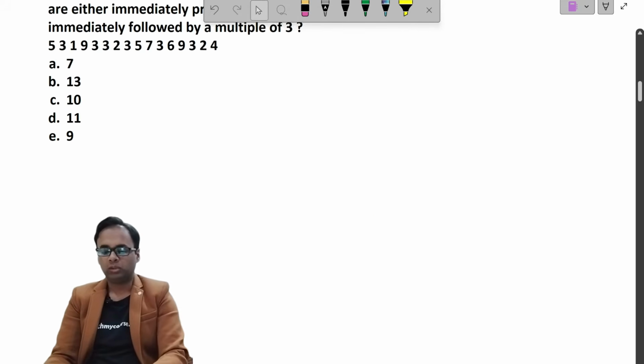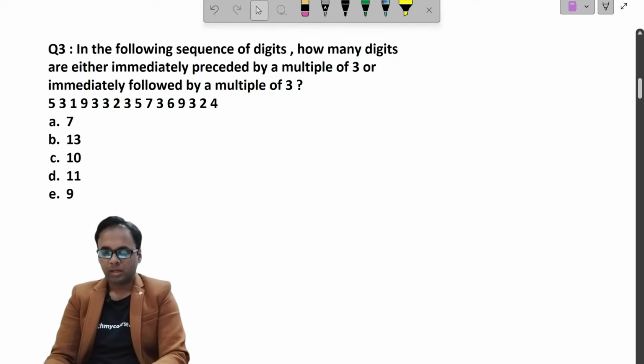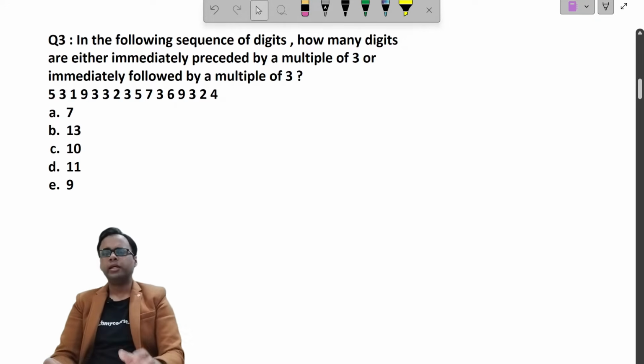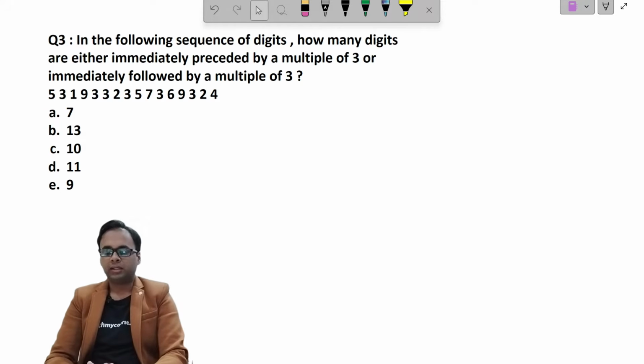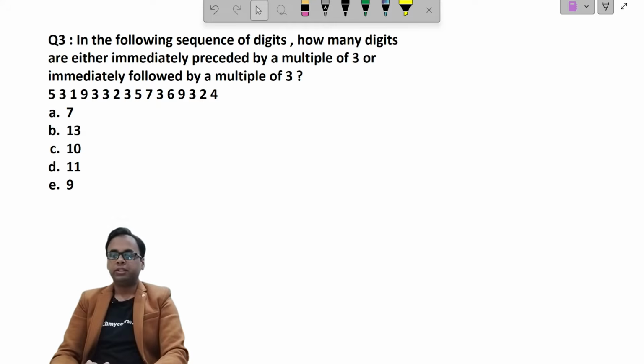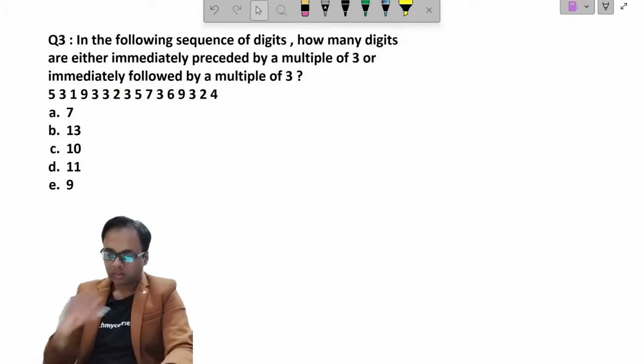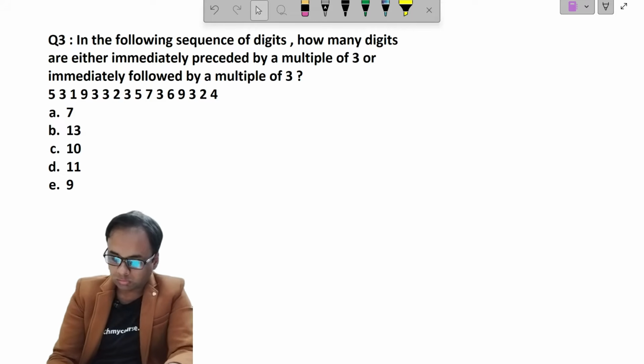Okay, so this is the way to go. Next question. In the following sequence of digits, how many digits are either immediately preceded by a multiple of 3 or immediately followed by a multiple of 3? Okay, so this is a long sequence of digits.